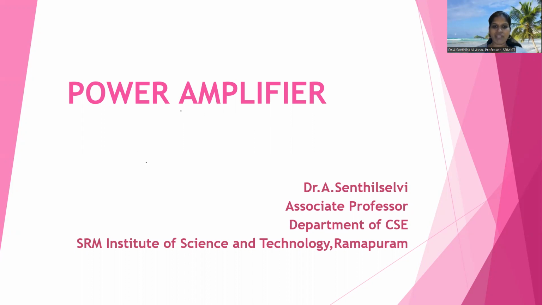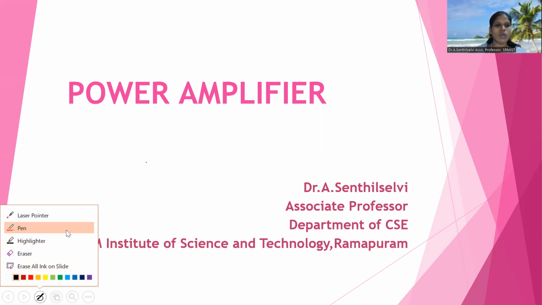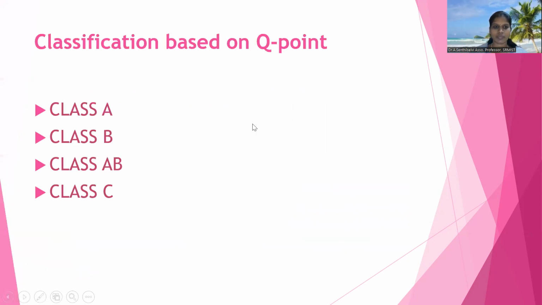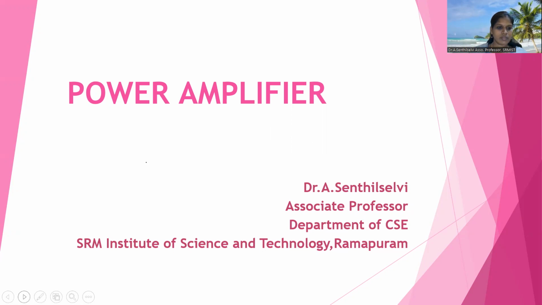If the amplifier increases the voltage strength, then it is called a voltage amplifier. If it increases the current of the given input signal, then that is called a current amplifier. Then if it increases the input signal power, that is called a power amplifier. In this session, we are going to discuss about the power amplifier.